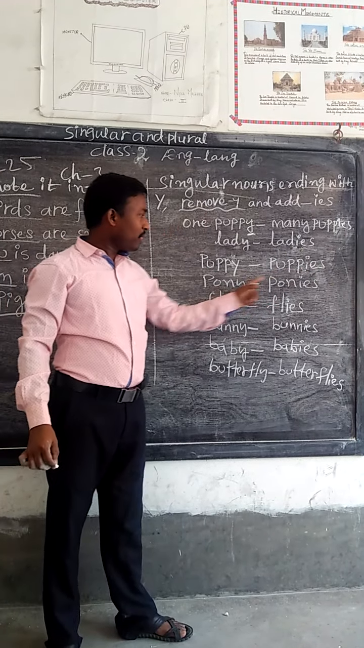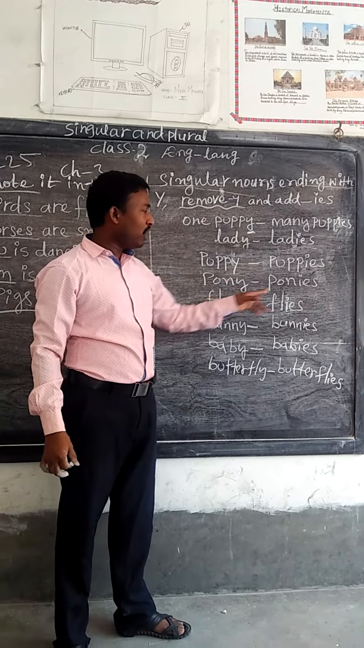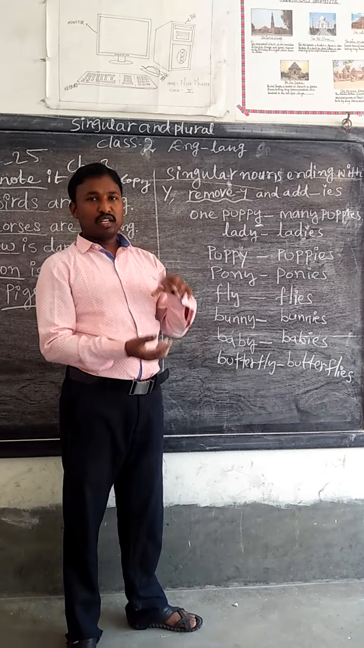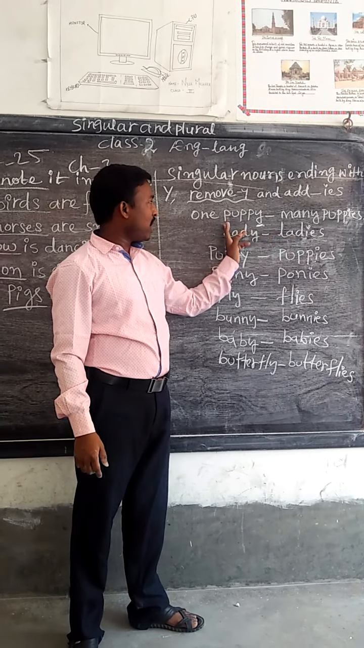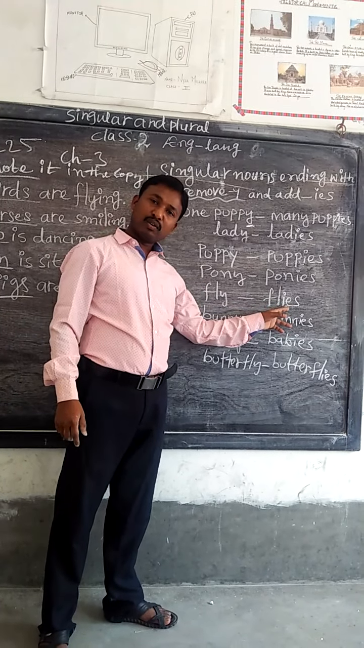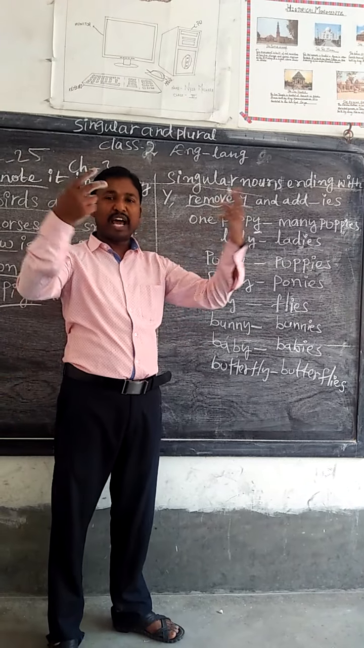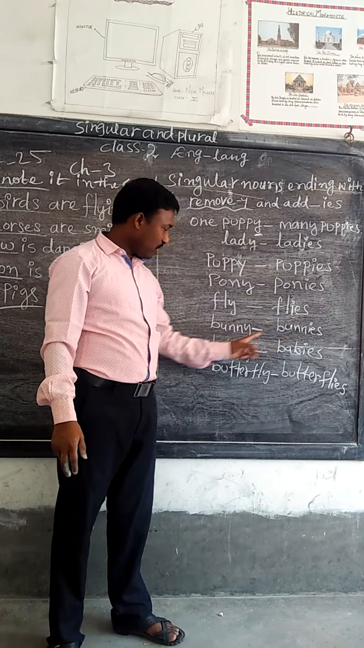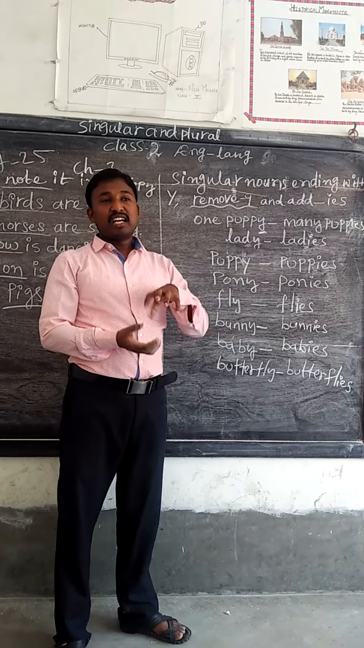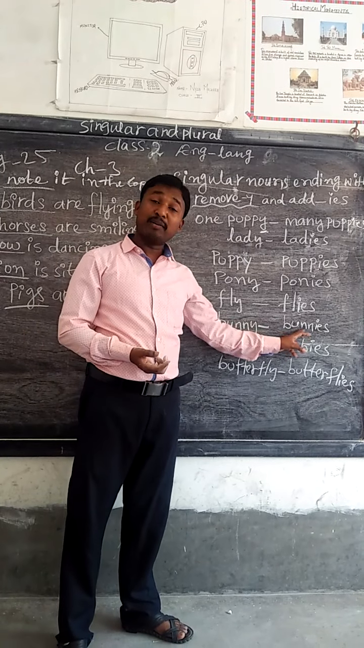Puppies. Ponies. Pony means small horses. We should know the meaning. Puppies, we know, small dogs. Ladies. One puppy, many puppies. Flies. House fly we say; small insects we say flies. Bunnies. What is the meaning of bunny? Bunny is a small rabbit, a baby rabbit, so we call it bunnies.